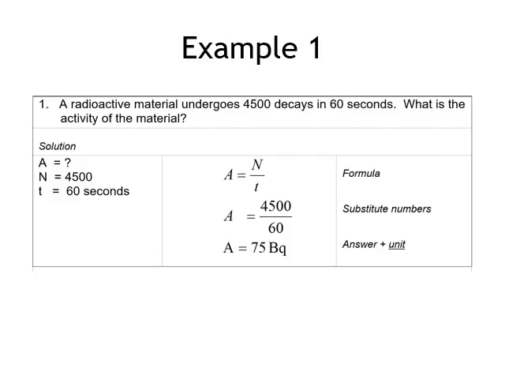So let's look at an example. A radioactive material decays 4,500 times in 60 seconds. Calculate the activity. So the activity is N divided by t, which is 4,500 divided by 60, which is equal to 75 becquerels. Remember, in physics, you should always show your working: the formula, substitute the numbers, and have the answer with the unit.